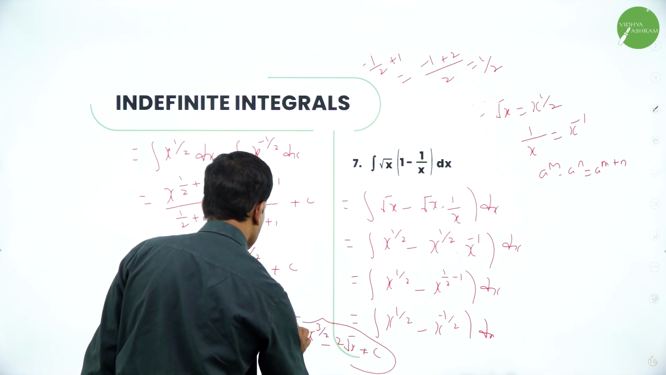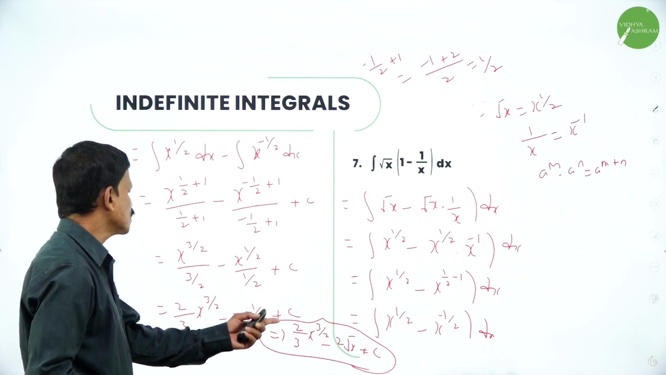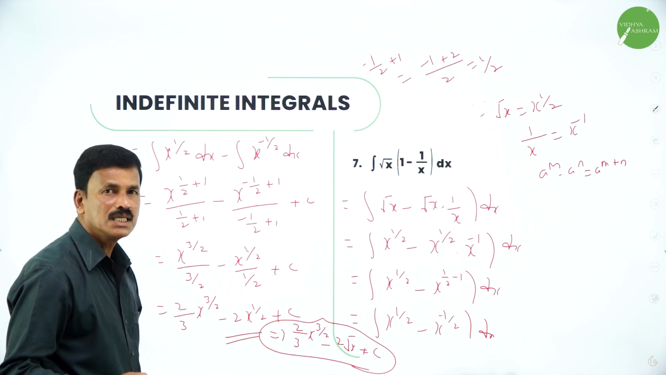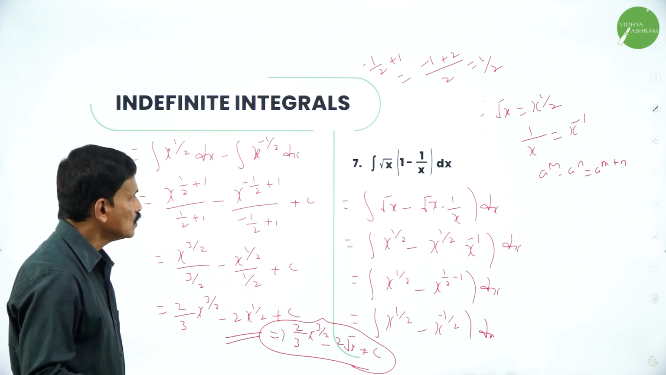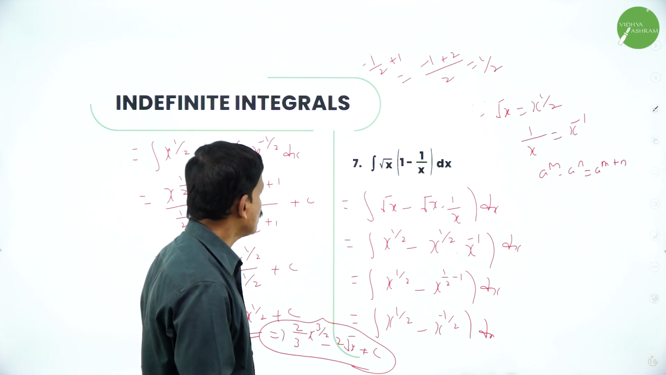So this is also the answer. You can stop here itself, or you can also write 2 by 3 x to the power of 3 by 2 minus 2 root x plus c as the integrated answer. So that is for 3 marks or 2 marks, right? Okay, now move on to the next problem.